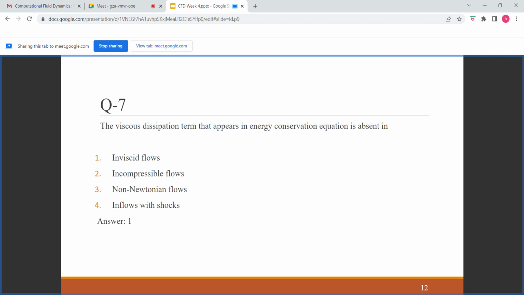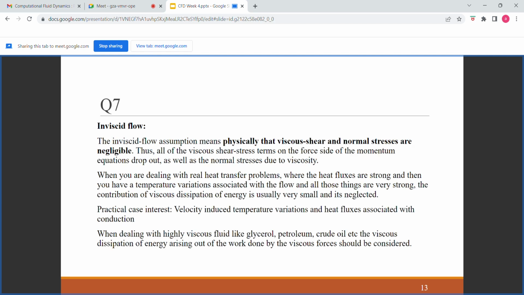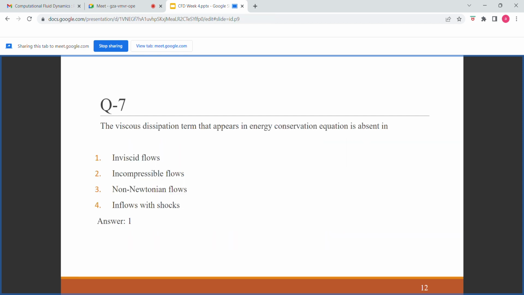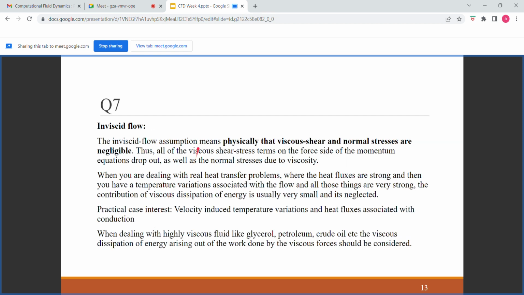So those are known as this. We'll see how the answer to this question is inviscid flows. So basically, we'll see what inviscid flows are first. Inviscid flows are where viscosity effects would be neglected. So basically, the inviscid flow assumption means physically that viscous shear and normal stresses are negligible.